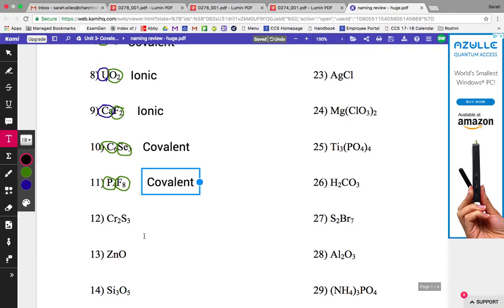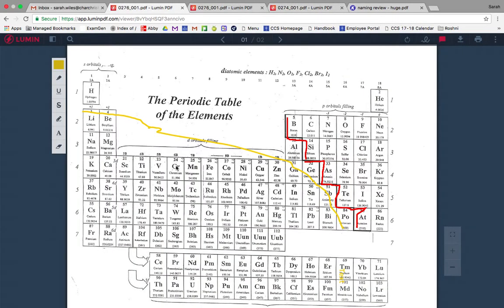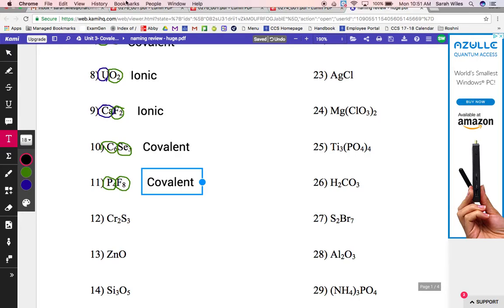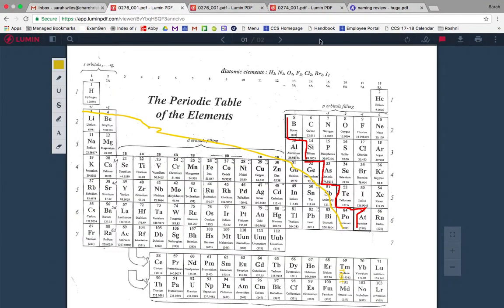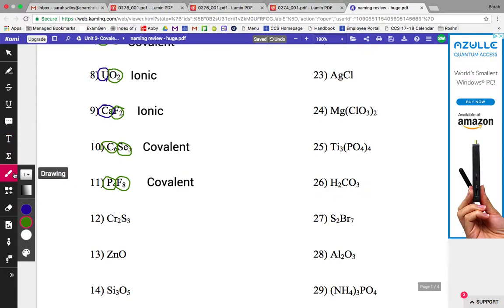CrS, 2 capital letters. When there are 2 capital letters, you go to the periodic table to determine if they are metals or nonmetals. Cr is chromium, and it's to the left of the staircase. That makes it a metal. S is to the right of the staircase. That makes it a nonmetal. Metal, nonmetal is ionic.